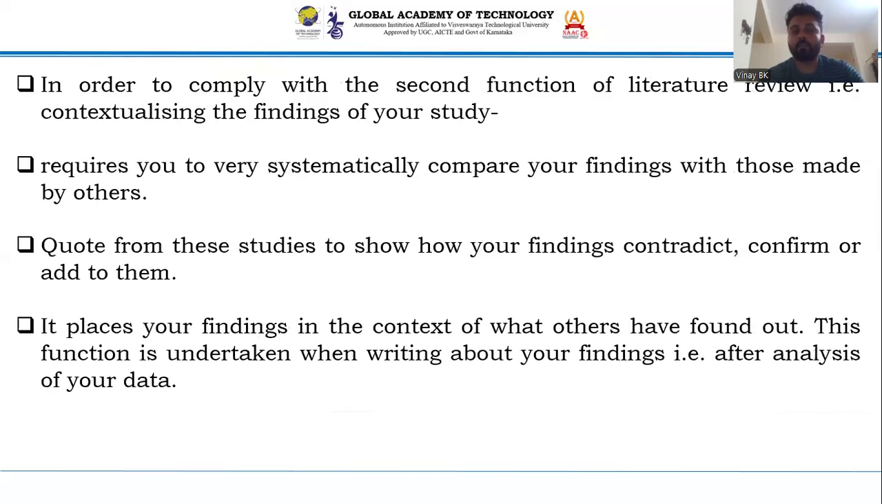In order to comply with the second function of literature review, that is contextualizing the findings of your study, you are required to very systematically compare your findings with those made by others, and quote these studies to show how your findings contradict, confirm or add to them. It places your findings in the context of what others have found out. This function is undertaken when writing about your findings, that is after analysis of your data.